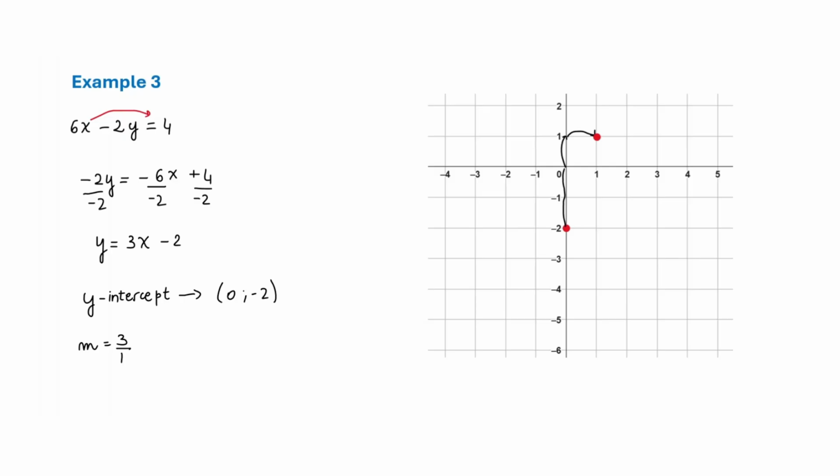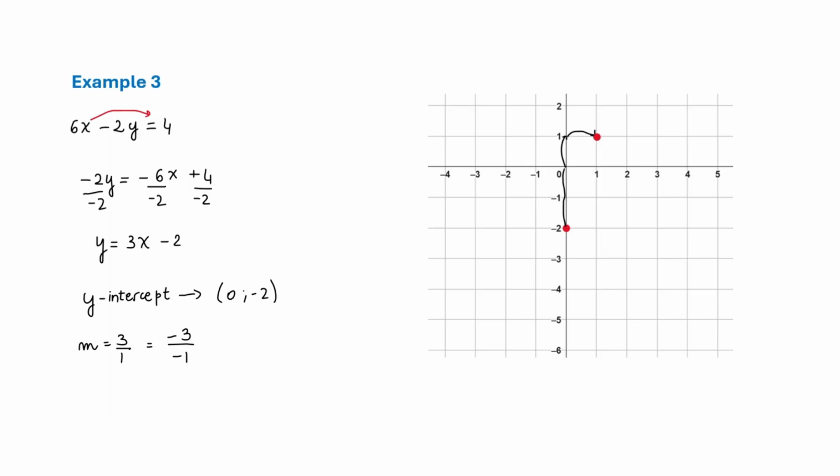Now, suppose we did not have enough space on the graph to move up and right. Could we find another point instead? Yes, we can. The gradient 3 over 1 is positive. A positive fraction can also be written with 2 negative signs: negative 3 over negative 1. This is still positive 3 because a negative divided by a negative gives a positive.